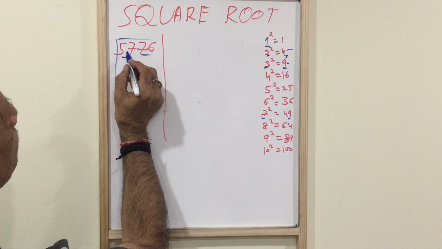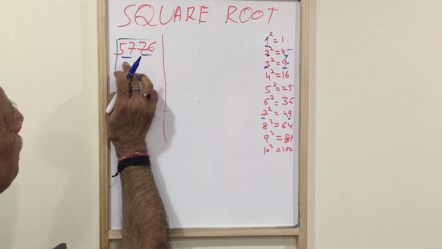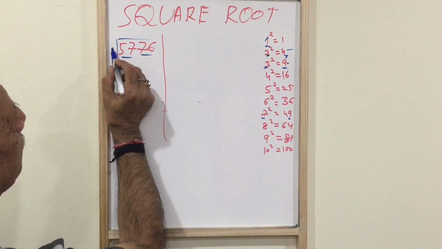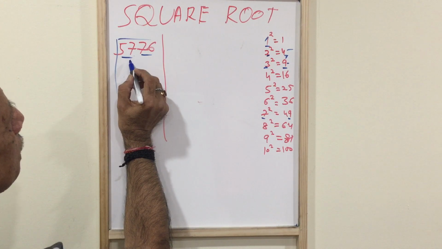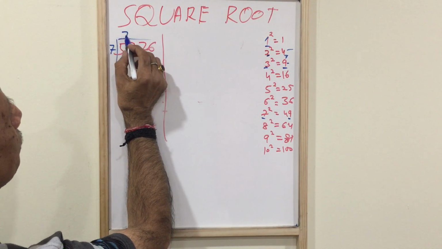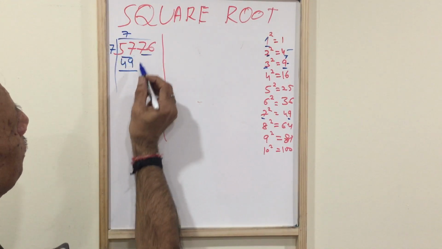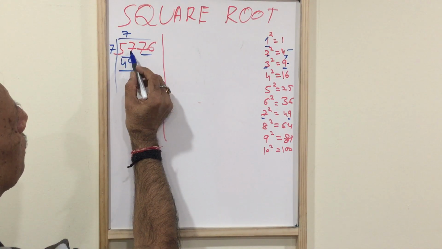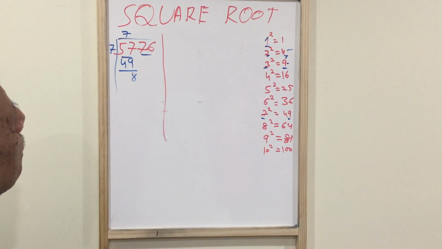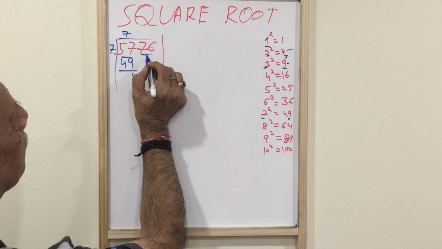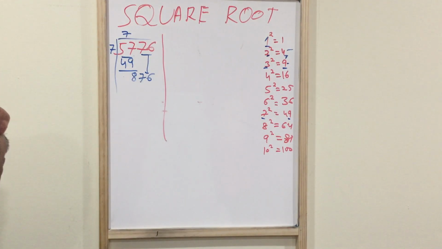We have to select a number which, multiplied by itself, gives less than this. Suppose I take 8. 8 multiplied by 8 is 64, which is more than this. And 7 multiplied by 7 is 49, which is less than this. So we have selected 7. We subtract now, and it comes to 8. And we bring down these two pairs with the 8.